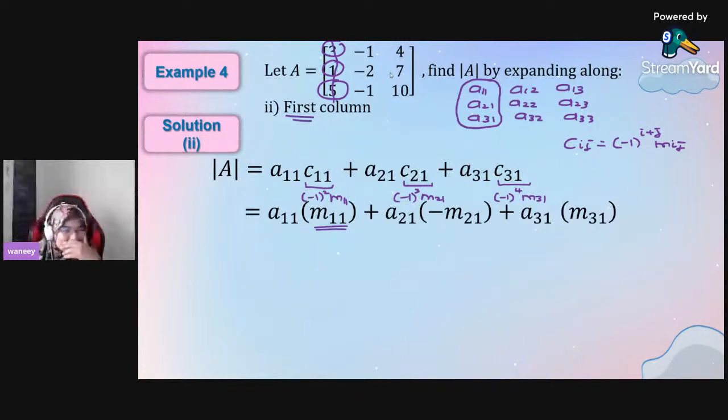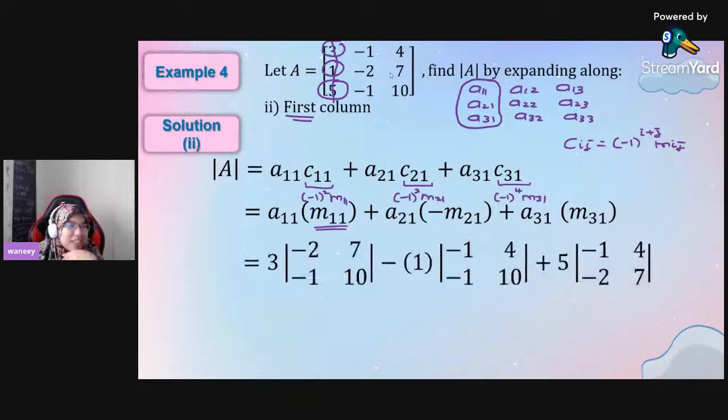Okay, so delete. You are going to get 3 multiply with the determinant of -2, 7, -1, 10. And then I bring this negative in front. So negative, A21 is 1, and then the determinant of -1, 4, -1, 10. And then plus 5 times the determinant of -1, 4, -2, 7.